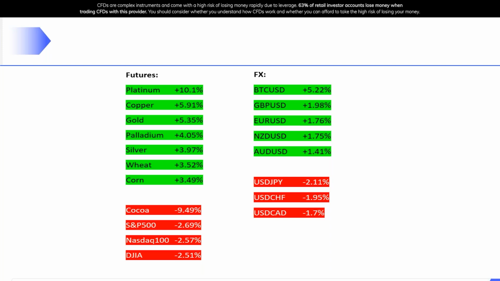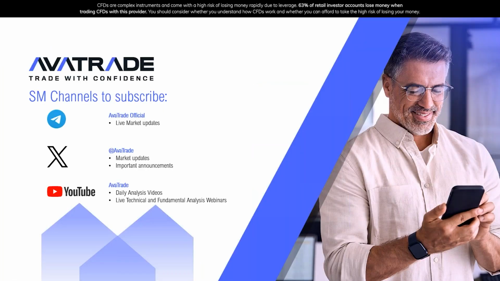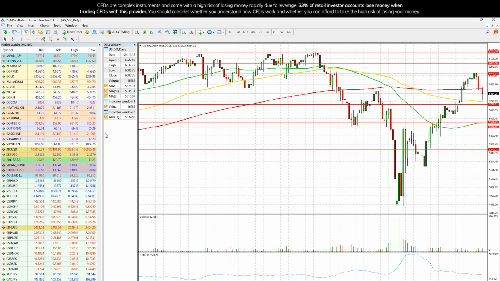Dollar down against yen 2.11%, against Swiss franc 1.95, and against Canadian dollar 1.7%. So we're going to take a look at all of these instruments individually when we get there at the charts. Okay, let's bring the charts, and we'll start as tradition.